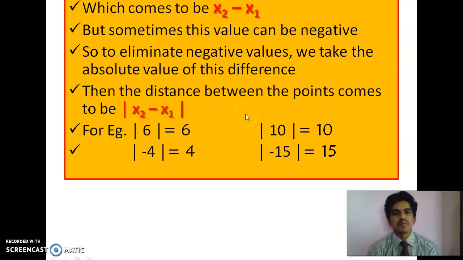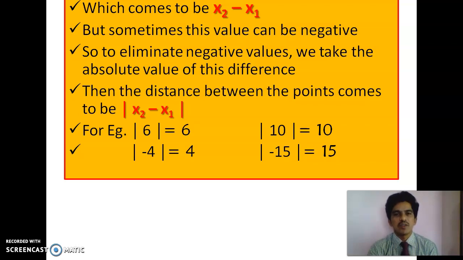Now sometimes you have this difference as negative also, but as we know, physical quantities like heights, weights, distances cannot be negative. So how can we eliminate this error? For example, I'll take this case. You have a point like minus 2, 3 and you have another point minus 7, 3. When you subtract them, you will have the difference as minus 3. But distance cannot be negative. So to eliminate that, we'll take the absolute value of the difference.